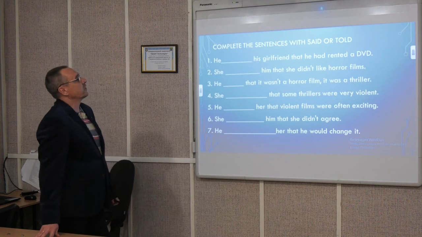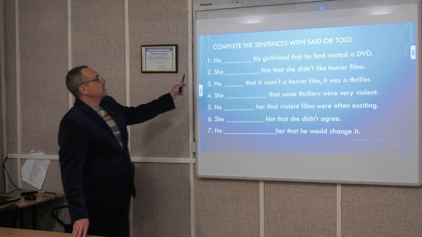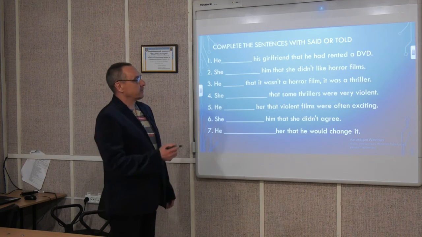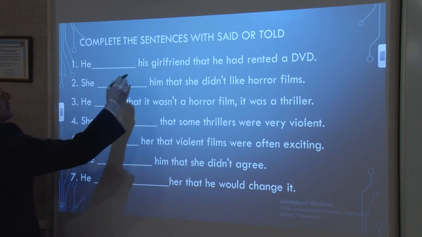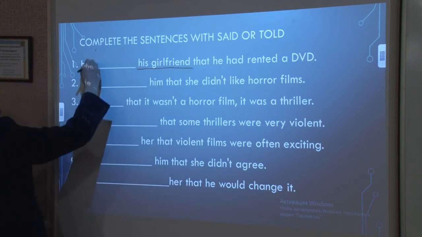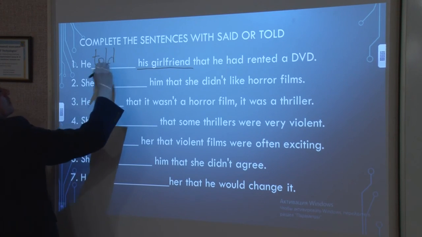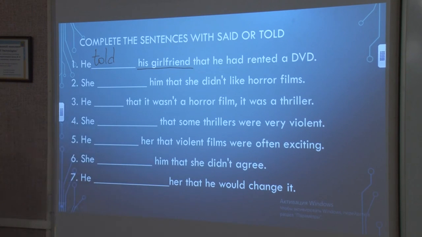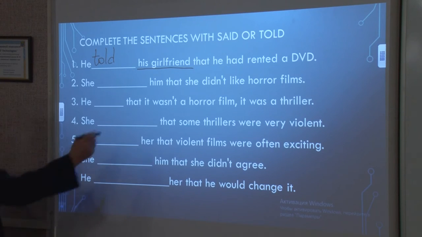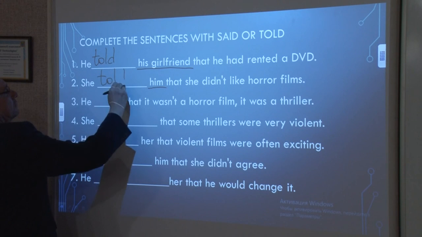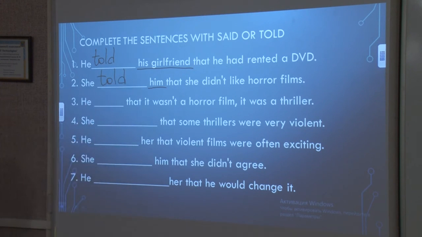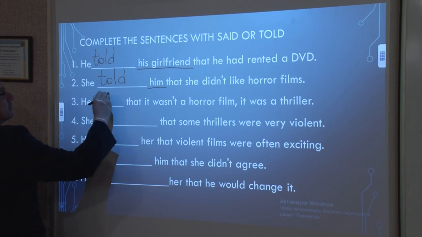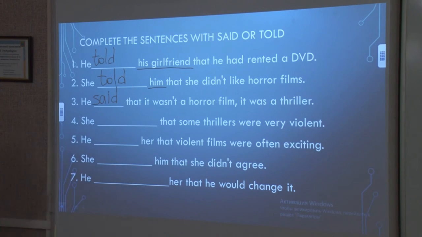Complete the sentences with said or told. He, his girlfriend that he had rented a DVD. His girlfriend, so here we use told. To tell somebody. She, him that she didn't like horror films. Again, we have him, to tell somebody. He, that it wasn't a horror film, it was a thriller. He said. She, that some thrillers were very violent. Again, said.